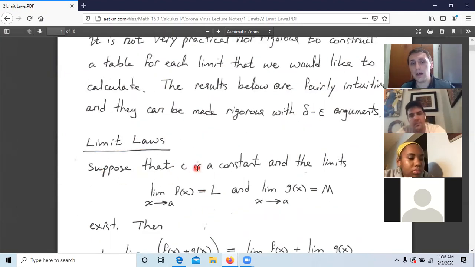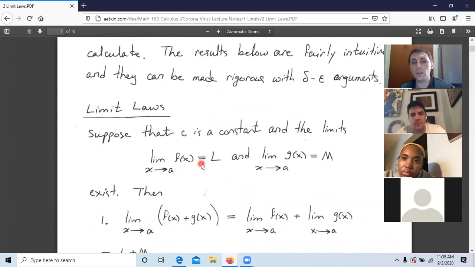Suppose that we have a constant c. And we know that the limit as x goes to a of some function f equals L. It exists. In other words, it equals some value L. And the limit as x goes to a of some other function g equals m. That means that as x becomes a-like, f becomes L-like, and as x becomes a-like, g becomes m-like. Those are just symbols. All you're saying is that you're getting numbers as you plug approximations of a into the function. Good, so that's a given.